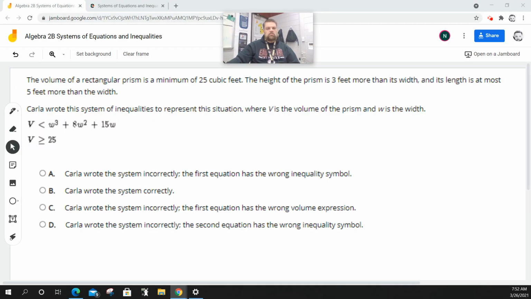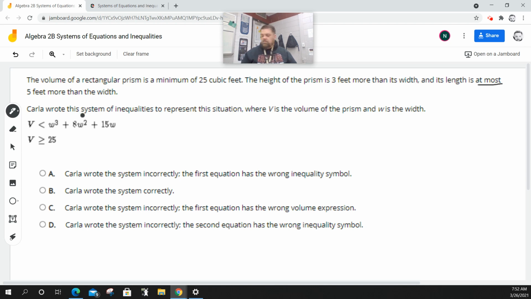So it says the volume of a rectangular prism is a minimum of 25 cubic feet. The height of a prism is 3 more than its width, and the length is at most 5 feet more than its width. So I want to underline at most because that's important.